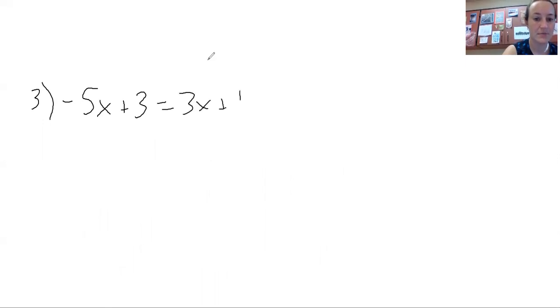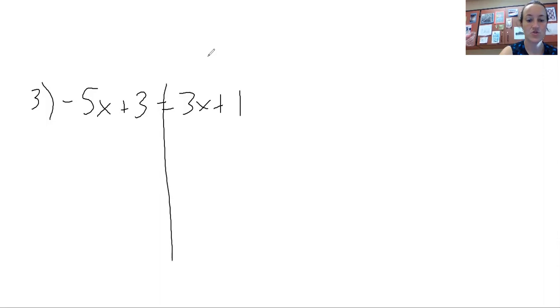Okay, and I think here is what we want. Negative 5x plus 3 is equal to 3x plus 1. Wow. My drawing is terrible today. Sorry, guys.